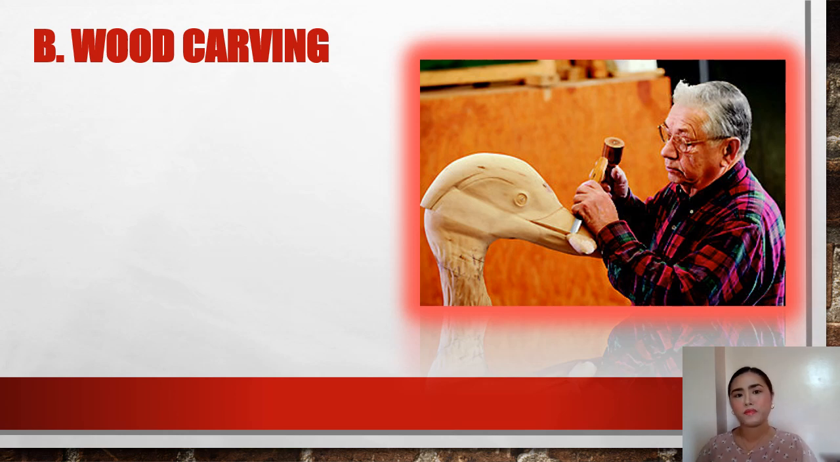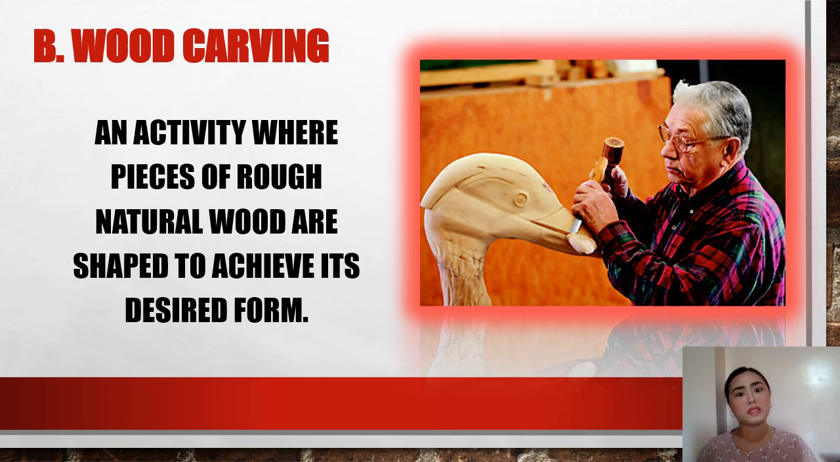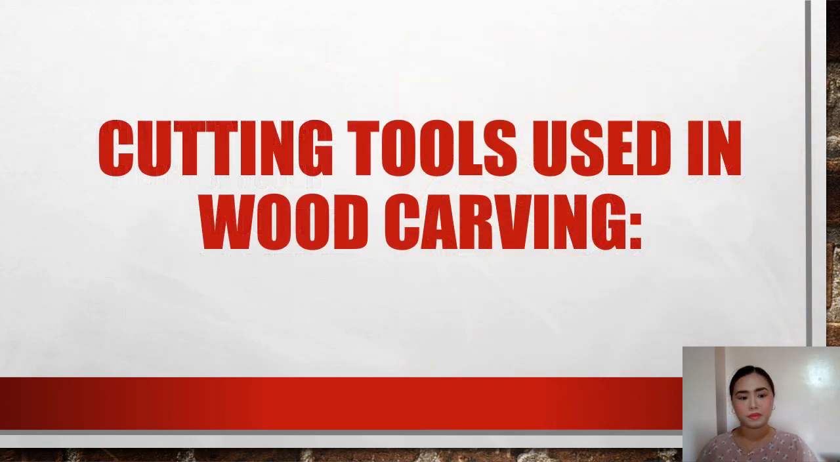The second type of carving is wood carving. Wood carving is an activity where pieces of rough natural wood are shaped to achieve its desired form. Here are the basic cutting tools used in wood carving.